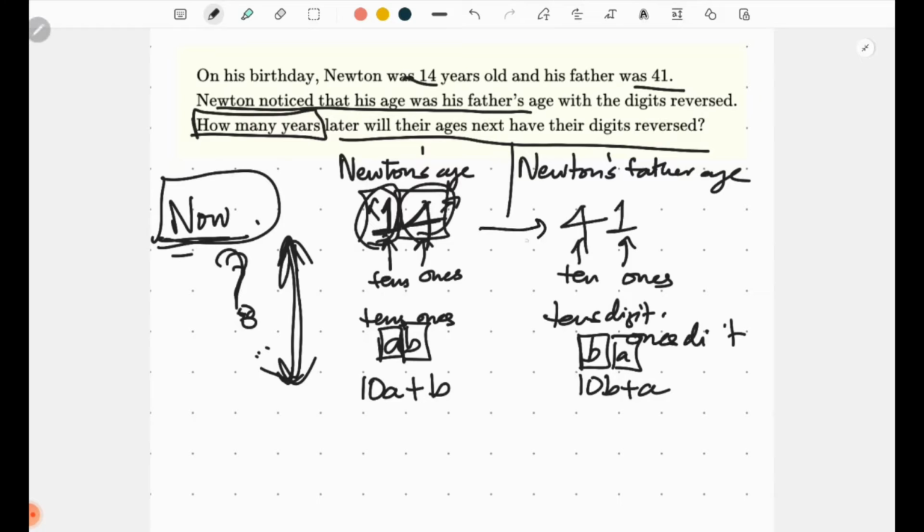But before discussing that, let's just notice one thing. What is the difference between Newton's age and his father's age? Okay, so 41 minus 14 is 27. So the difference in their ages is 27, right? What would happen to this difference a few years later?